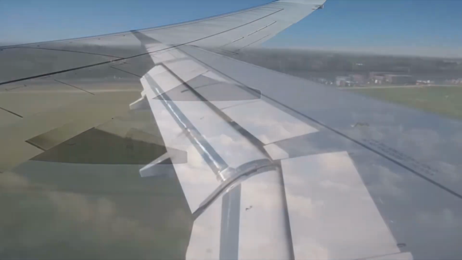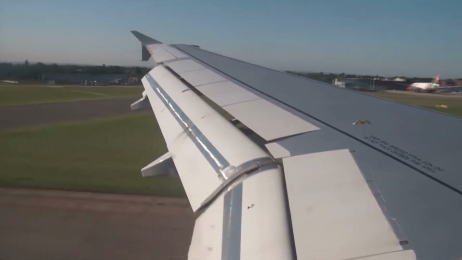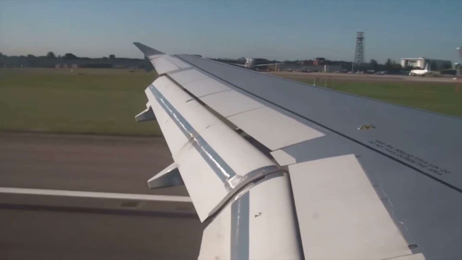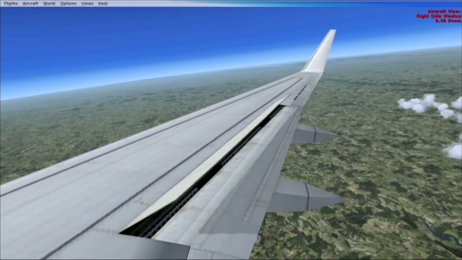Flaps and slots also extend during landing. If the pilot wants to slow down the plane, he can also use spoilers. They slide out of the wing and increase drag, slowing the plane down.